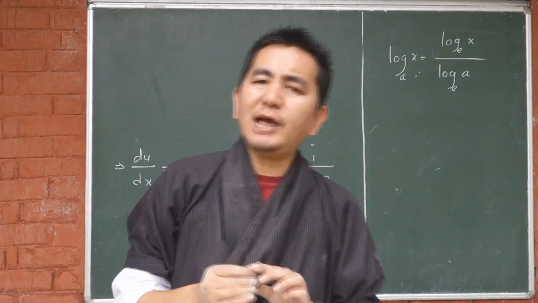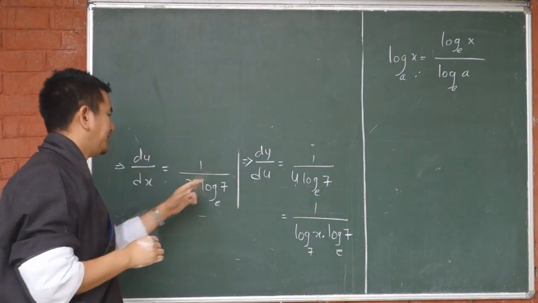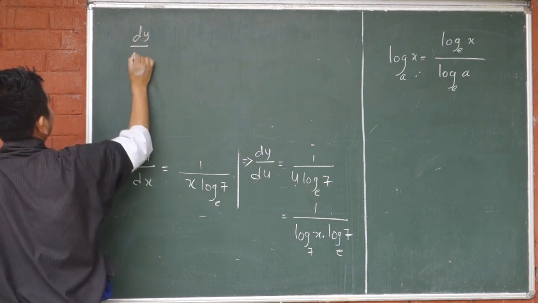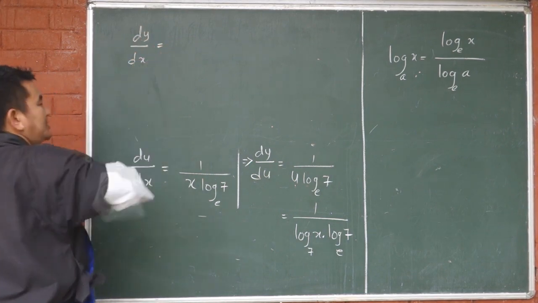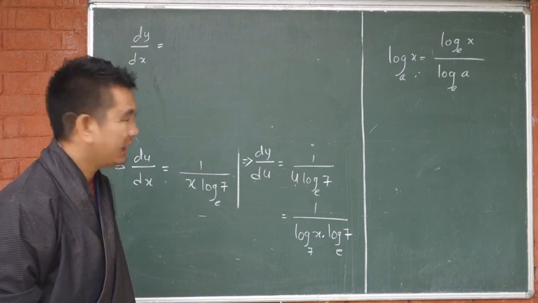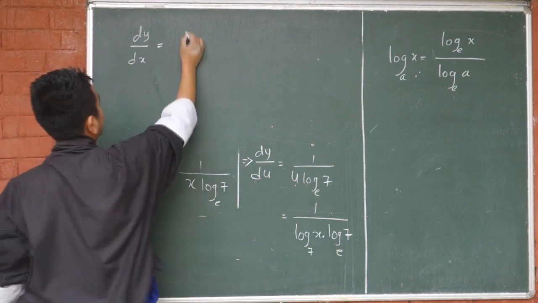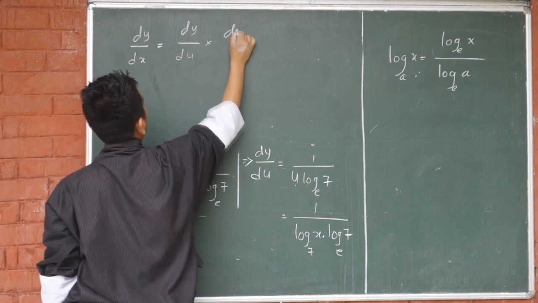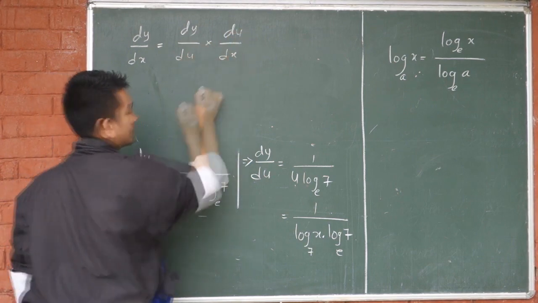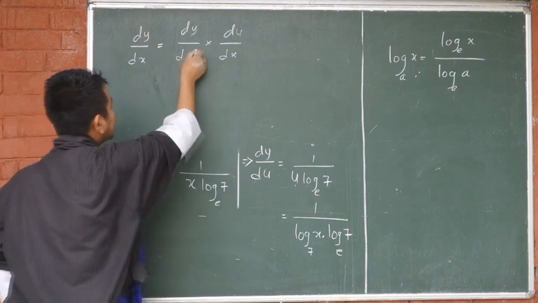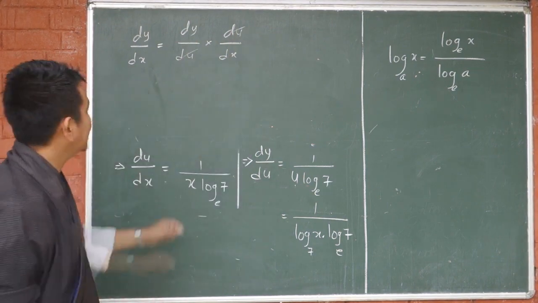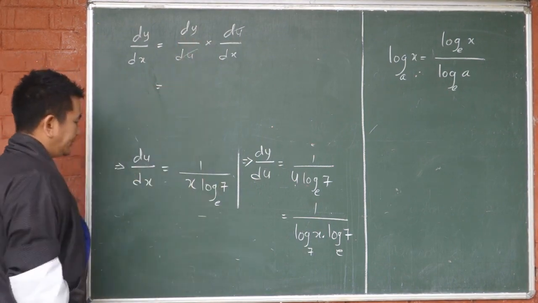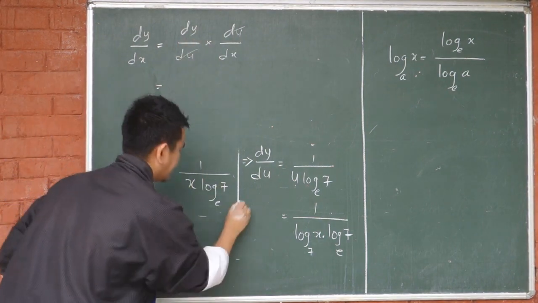So what is the final answer we need? We don't need du by dx, we need to find dy by dx. That is our main job here. Our main job is to calculate dy by dx. So how to get dy by dx? It's very simple here. This will be dy by du times du by dx. That correct? Right. This du will get cancelled. So you are getting dy by dx. Which is equivalent to, what's the dy by du? This is the one. Right. This is the dy by du.